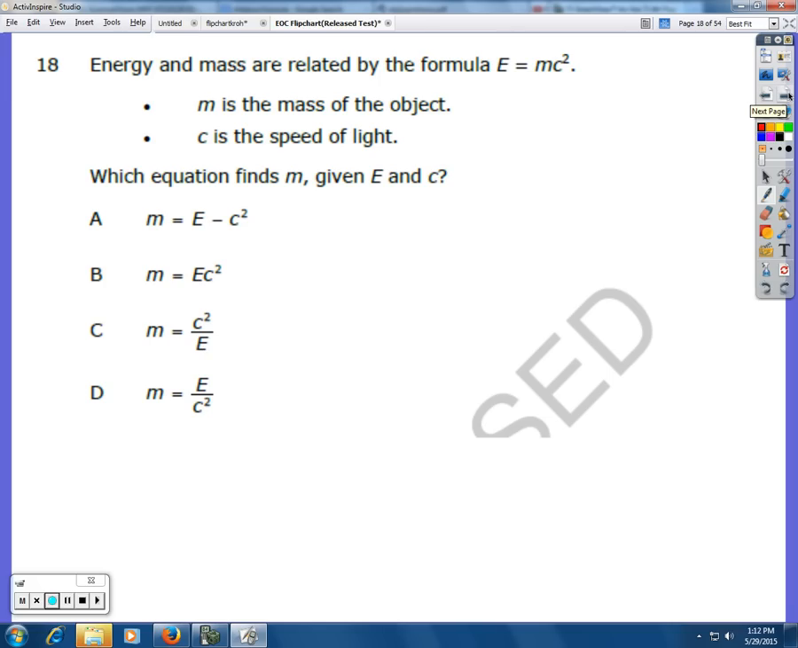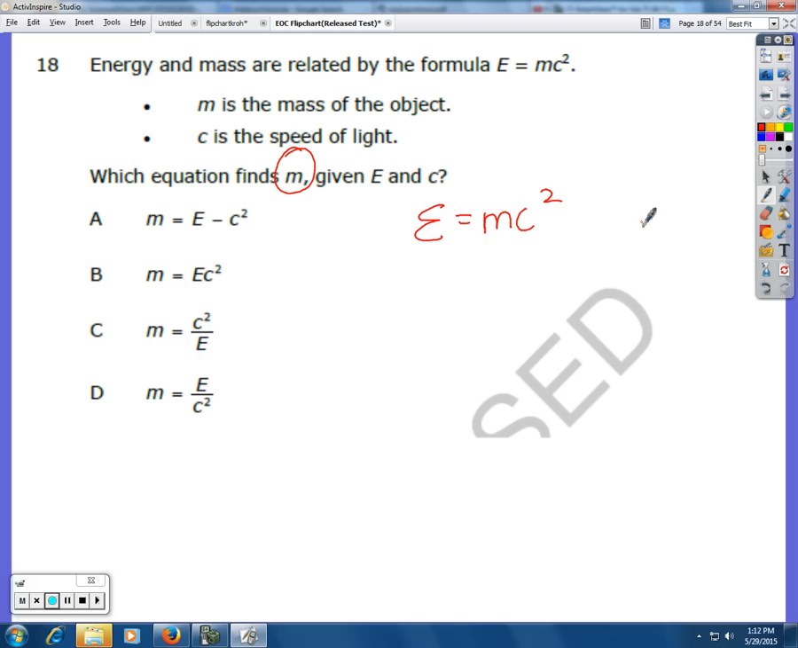Okay, energy and mass are related by the formula E equals mc squared. It says, which equation finds m given E and c? Okay, so here is our equation. All right, and we're looking to solve for m.